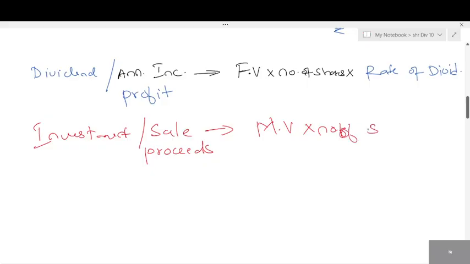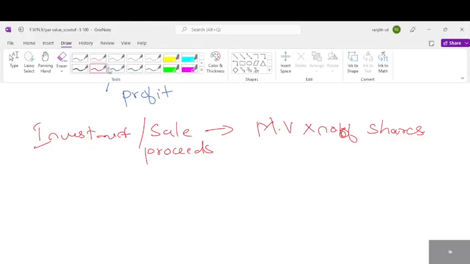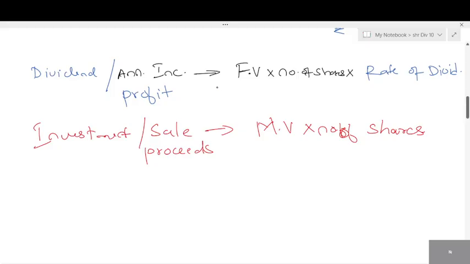Number of shares. See, in order to avoid confusion, there are only two things: market value and nominal value. When we talk about shares, it is only market value and nominal value. Look, investment, remember this M. In investment, there is the letter M, so it is market value. You should remember it like this. If not, you'll get confused.